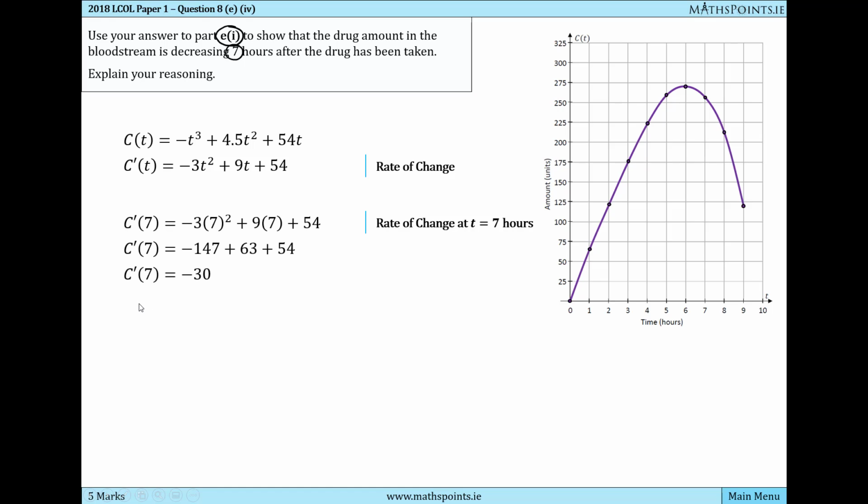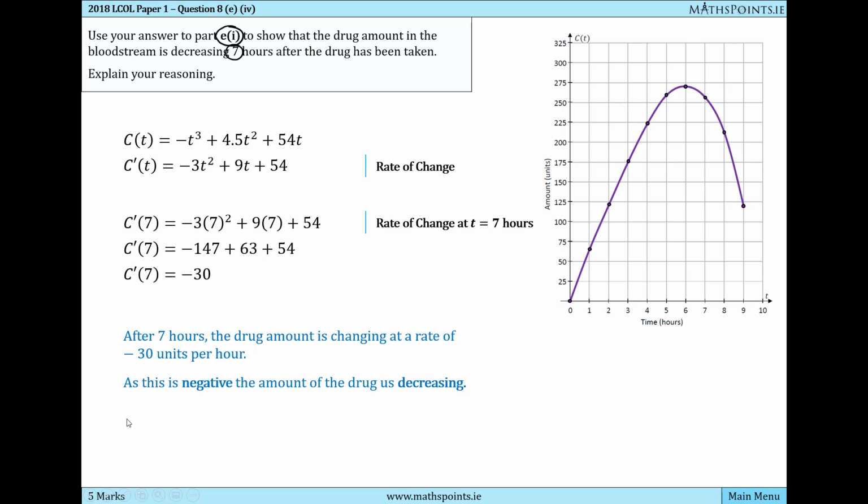So what that value means is that after 7 hours, the amount of drug in our system is changing by minus 30 units per hour. Now minus because it's decreasing. A negative number means that the amount of drug in your system is decreasing at that stage. And for every hour at that particular moment in time, we're losing 30 units of the drug in our system.